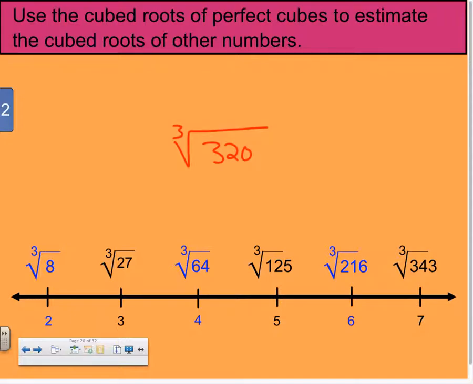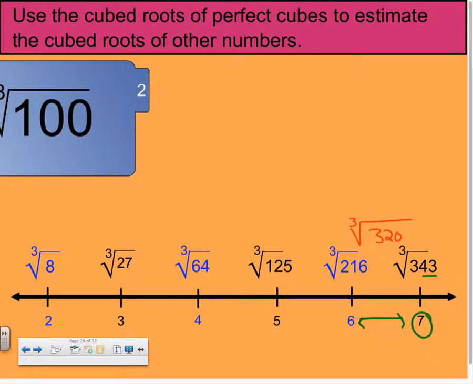Well, where do I think this cube root belongs? Well, I think it looks like it fits right here between the cube root of 216 and the cube root of 343, which means that the cube root of 320 is going to be somewhere between 6 and 7. And if I'm looking, it looks as though 320 is closer to 343, so I would estimate that the cube root of 320 is closest to 7.